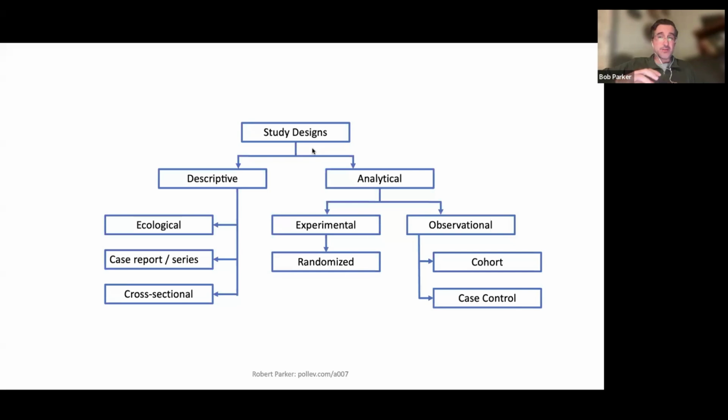And then we have our analytical studies kind of in a separate branch, where we have both experimental, often the randomized controlled trial, which is our gold standard in medicine, or observational, like a cohort or a case control study. So we're going to talk a little bit more about these as we go on.